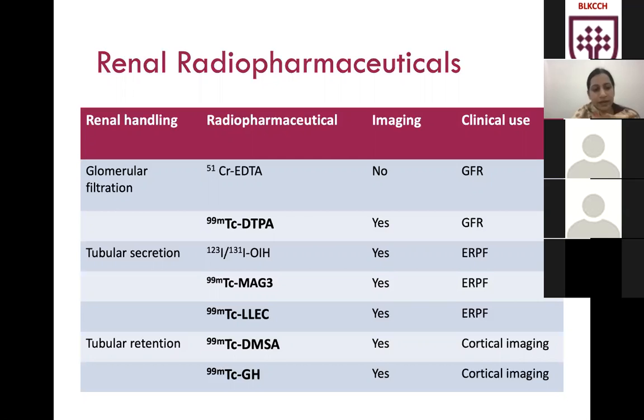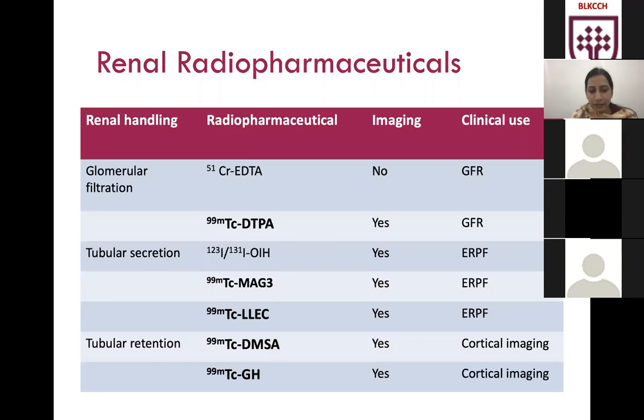Then there are agents which are handled by tubular secretion, like orthoiodohippurate, MAG3, and LLEC, which is L-ethylene dicysteine. Mainly the tubules extract and secrete them from the proximal tubules. So these can also be used to study the effective renal plasma flow.